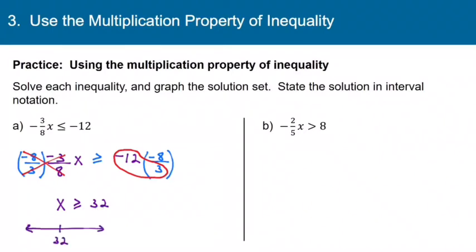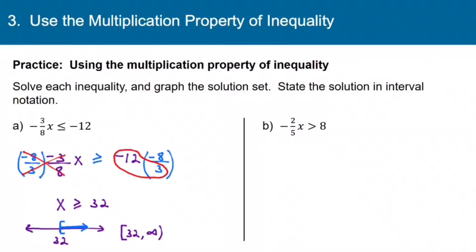And so we want to graph that on a number line. The numbers that are greater than 32 are to the right of 32. And we have a bracket there because of the or equal to bar. And now our interval notation will go from 32 to infinity. Now I hope you'll pause the video and try working this one on your own.